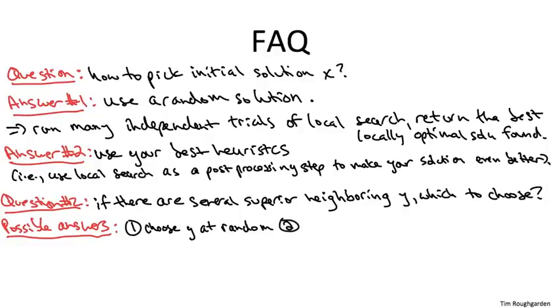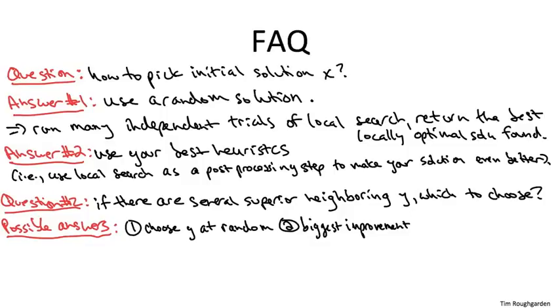Alternatively, you could try to be clever about which y you choose. For example, if there are multiple superior neighboring y's, you could go to the best one. For example, in the maximum cut problem, if there are lots of different vertices whose switch to the other group will yield a superior cut, pick the vertex which increases the number of crossing edges by the largest amount. In the traveling salesman problem, amongst all neighboring tours with smaller cost, pick the one with the minimum overall cost.